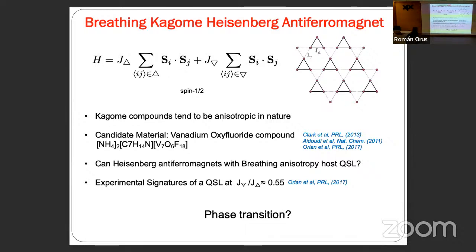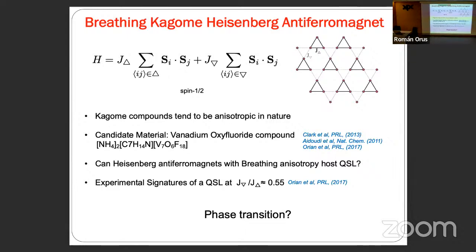Now, experimentally, people have seen that at this value of the anisotropy, there are some signatures of a quantum spin liquid. So a quantum spin liquid is a phase of matter that doesn't break any of the symmetries of the Hamiltonian, okay? It's very special because Landau theory tells you that there is symmetry breaking, and this is a completely quantum effect, okay?